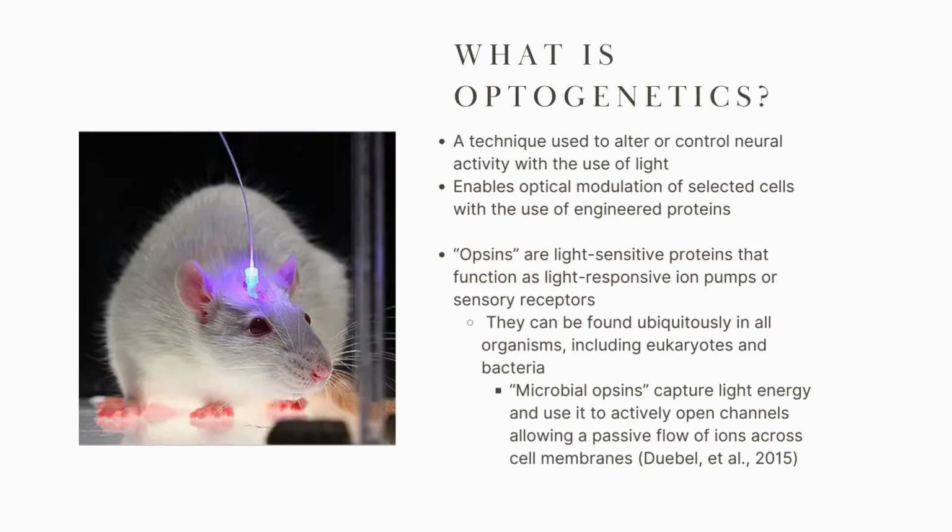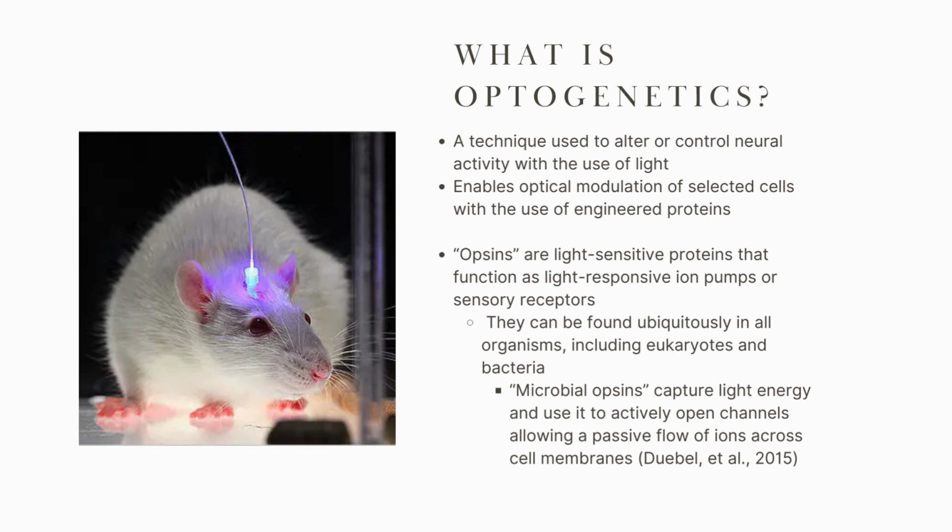So, what exactly is optogenetics? It is a technique that is used to alter neural activity with the use of light. It enables optical modulation of selected cells with the use of engineered proteins. So in this case, the light activates these engineered proteins.